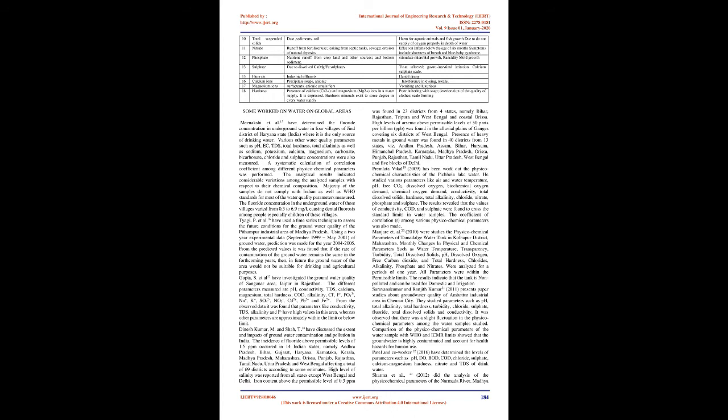9. Alkalinity: due to dissolved gases, CO2; embrittlement of boiler steel, boiled rice turns yellowish. 10. Total suspended solids: dust, sediments, soil; harm for aquatic animals and fish growth due to improper supply of oxygen in depth of water. 11. Nitrate: runoff from fertilizer use, leaking from septic tanks, sewage, erosion of natural deposits; effect on infants below the age of 6 months, symptoms include shortness of breath and blue baby syndrome. 12. Phosphate: nutrient runoff from cropland and other sources, and bottom sediment; stimulates microbial growth, rancidity, mold growth.